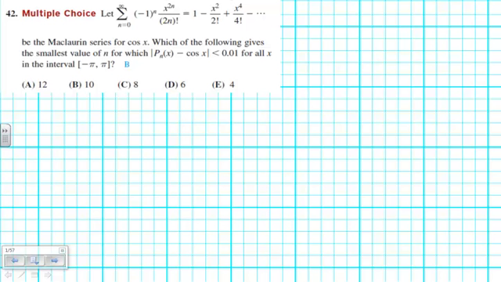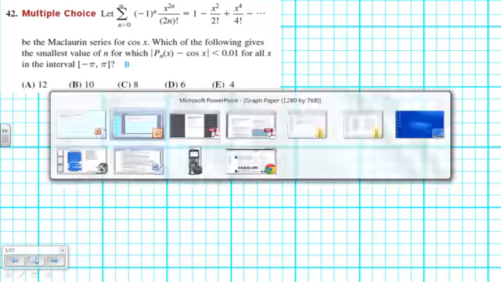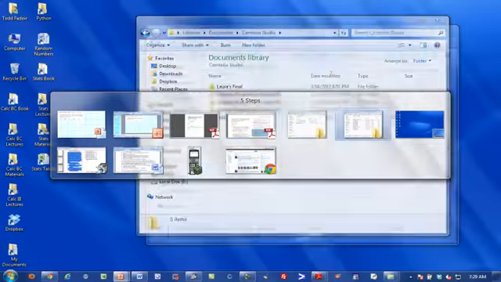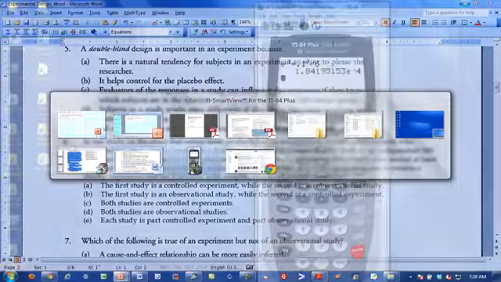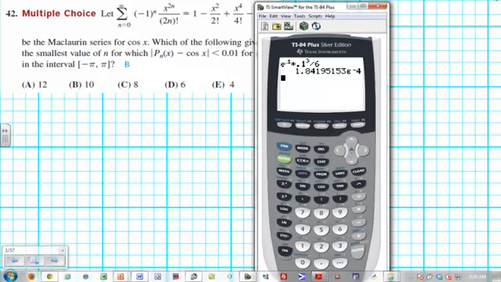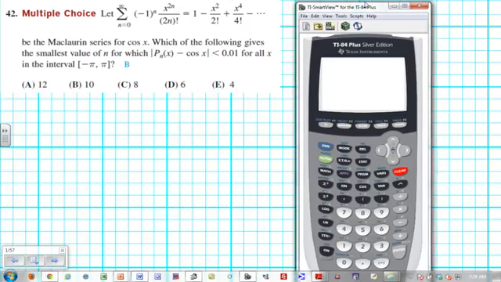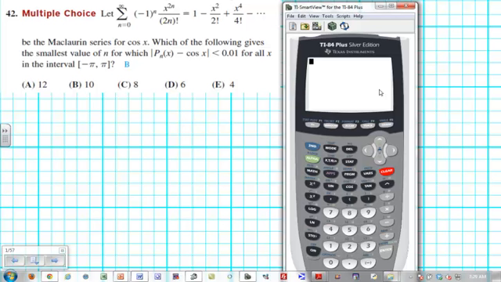All right. So what I'm going to propose is that we start with 4, and we're going to see, does that indeed give us the error that we need? And if it's not, then we're going to go to 6, and so on. So I'm going to switch over to the calculator. Where's the calculator? There's the calculator. And let's start trying different values.